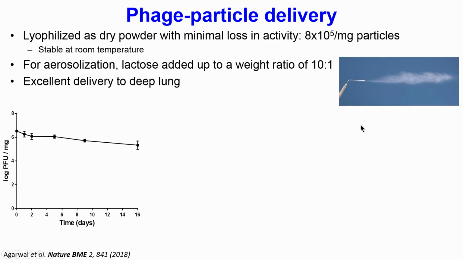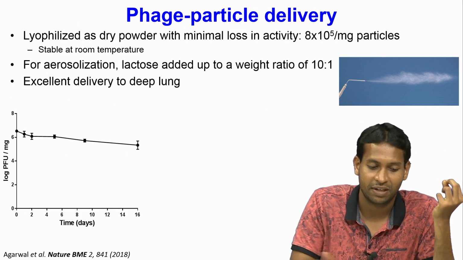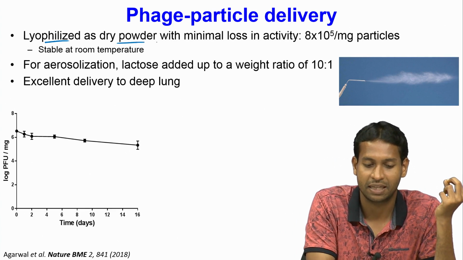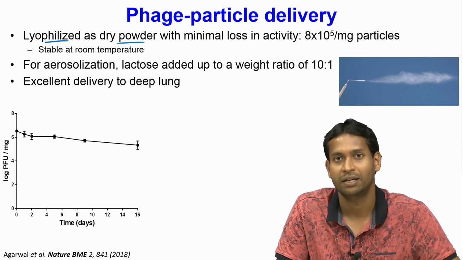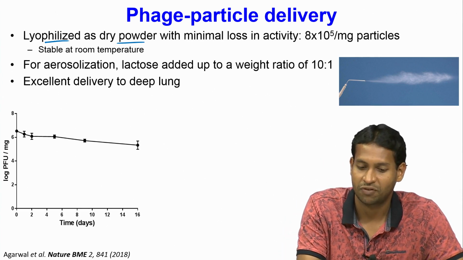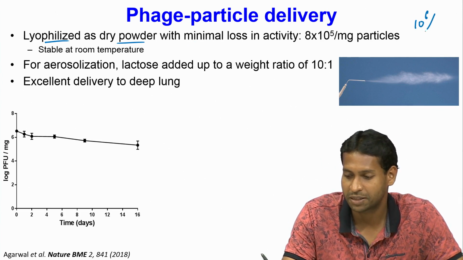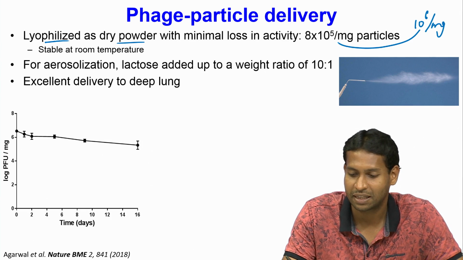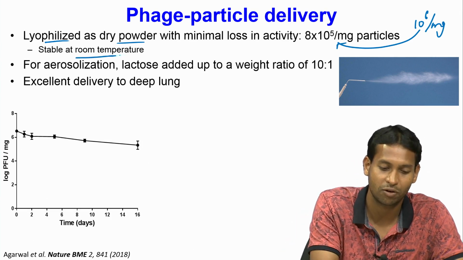Then they have gone ahead and made the dry powder formulations. So, what they have done is they have lyophilized their particles to make a powder, and they find that there is a minimal loss of the activity. So, I told you that they have been able to get 10 to the power 6 phages per milligram, and you find that there is not a whole lot of loss, and this powder is fairly stable at room temperature.